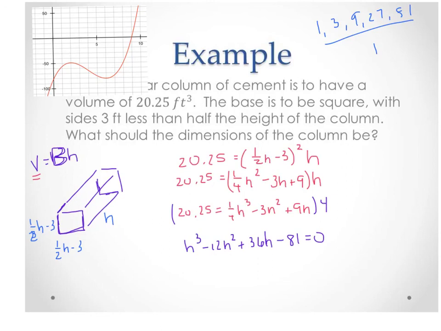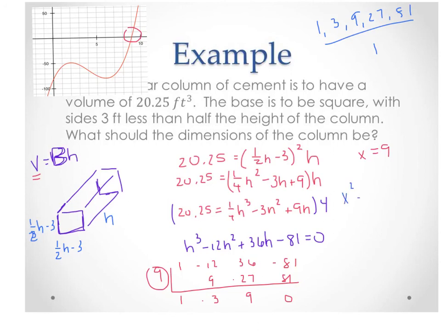So here's our graph of this function, and it really looks like we have one at 9 there. Alright, so if we try 1, -12, 36, -81, and we're going to divide that by 9, drop the 1, multiply, add, multiply, add, multiply, add. Alright, so 9 works. Okay, so x equals 9 is one of our answers. Your other two, though, because we are going to have 2 more, we're going to have x squared minus 3x plus 9.